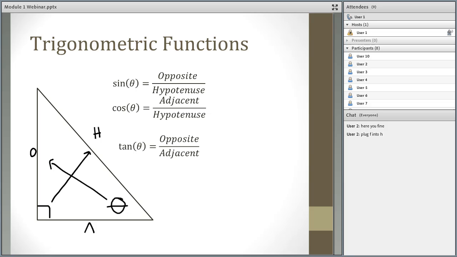And the adjacent side is the side that is right next to the angle theta. Theta just represents an angle. We could also have sine x, for example. So we have sine is opposite over hypotenuse, cosine theta is adjacent over hypotenuse, and tangent theta is opposite over adjacent. You can always have this in your notes, and you can always reference it if you need to.